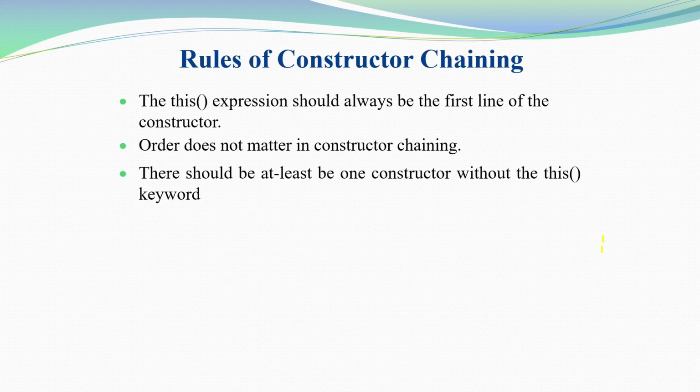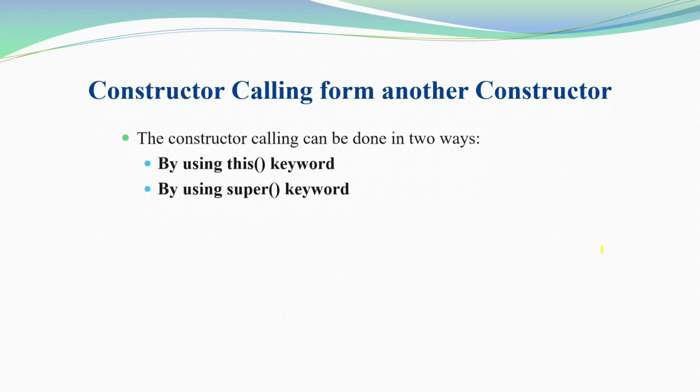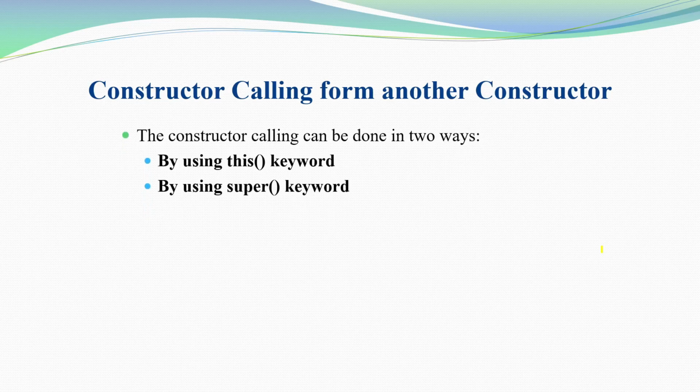The order does not matter in constructor chaining, so whatever the order may be, that doesn't matter. There should be at least one constructor without this keyword. So there should be at least one constructor in the constructor chaining which does not have this keyword. These are the main rules of constructor chaining, and now let's see how we can call a constructor from another constructor. Constructor calling can be done in two ways, using the this keyword and the super keyword. We will understand how to call one constructor from another to achieve constructor chaining with an example in the constructors example video.